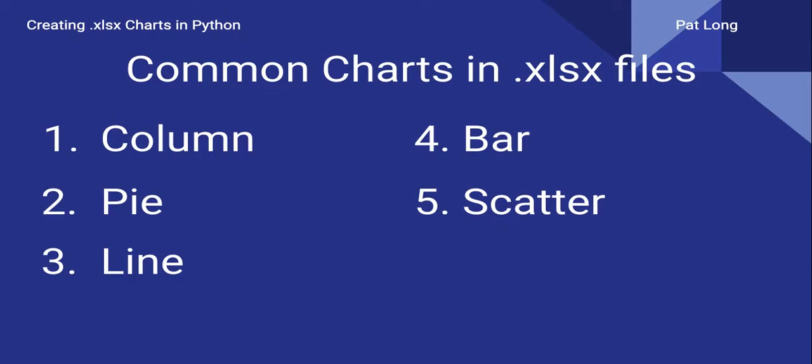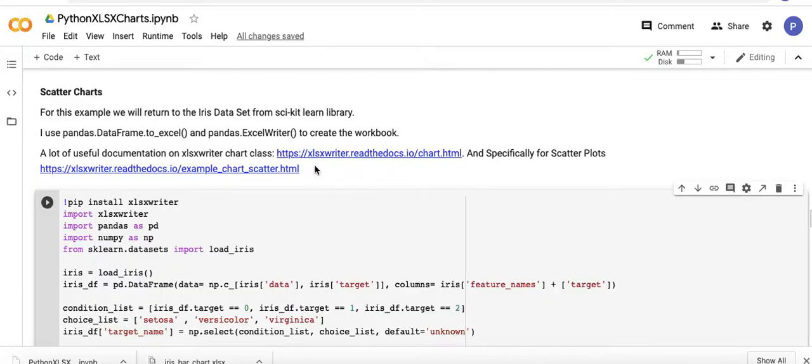So let's jump into Google Colab and my Jupyter notebook that is linked in the description below, and we'll go through some of the code required to create a scatter chart in .xlsx files using Python. We're looking at scatter charts, that is, creating scatter charts in .xlsx files using Python.